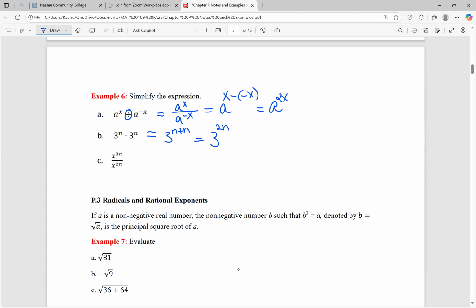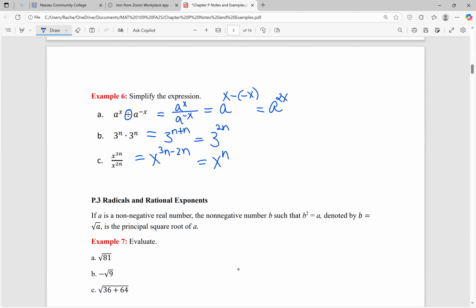And then last, I have a quotient. So I'm taking x to the 3n, and I'm dividing it by x to the 2n. So again, like bases, so we keep the base and we subtract the powers. So I'm going to take 3n minus 2n, which is 1n, or just n. So this is going to become x to the n.